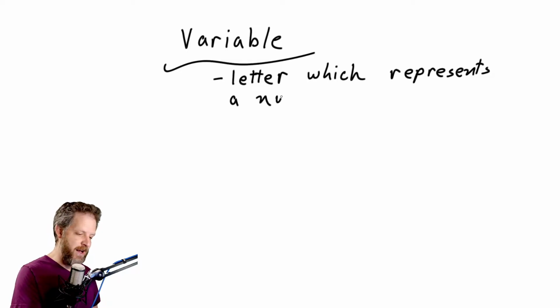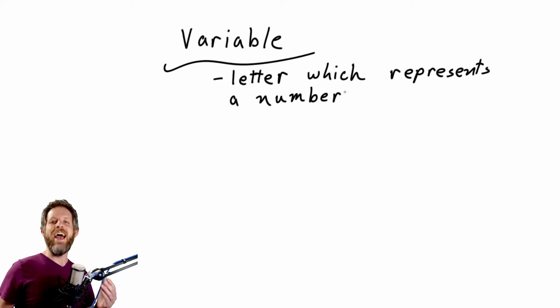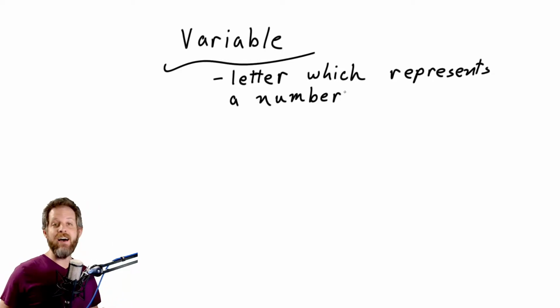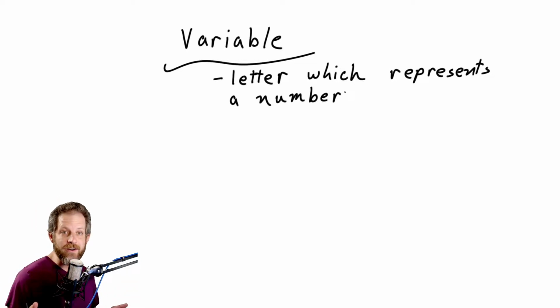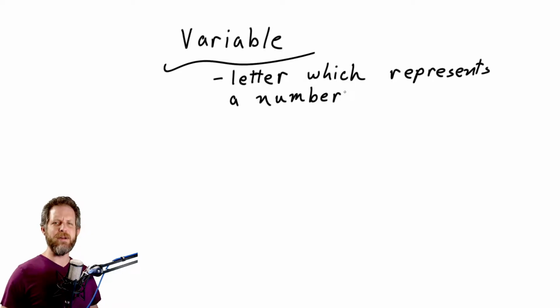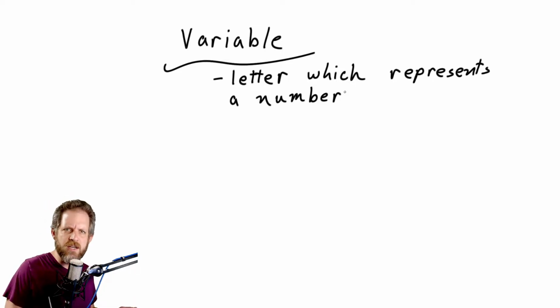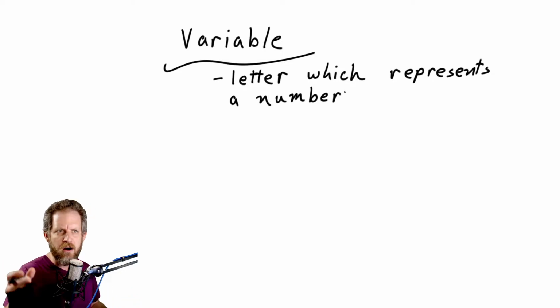If you're talking about something like programming, it could represent not just a number, but words or other things. But for our purposes, a variable is a letter which represents a number. We can use all kinds of letters. We can use A through Z. We even sometimes use Greek letters. In some of my classes, especially my middle school classes, I like to throw in symbols like a cake or a star or whatever. But basically, for our purposes, it is a letter which represents a number.